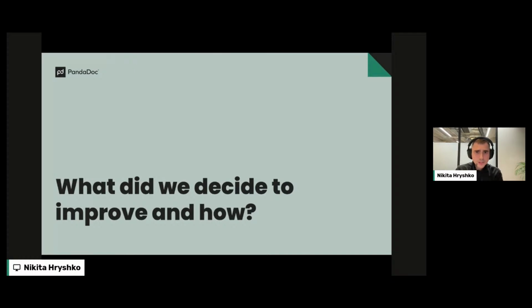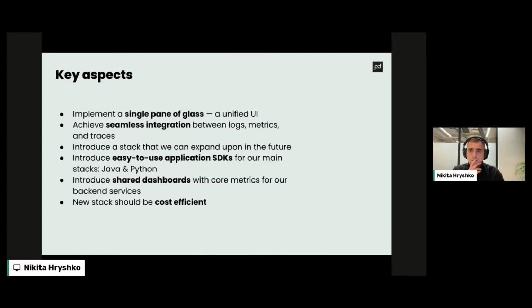So what did we decide to improve from everything we discussed? First and foremost, we agreed on the key aspect of our work. Our goal was to implement a single pane of glass, a unified user interface for observability. We aimed to achieve a seamless integration among logs, metrics, and traces. And our aim was not just to enhance logs, metrics, and traces, but also to introduce a stack that we can expand upon in the future.